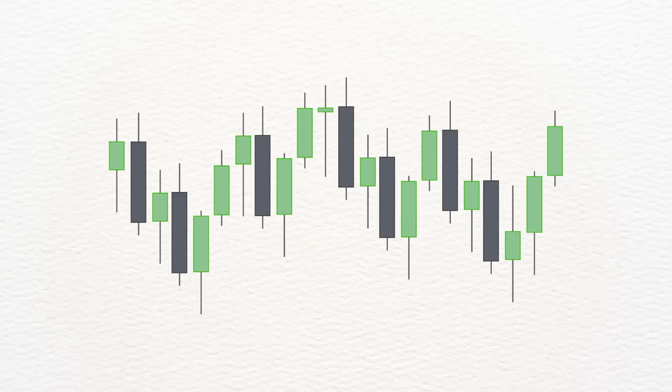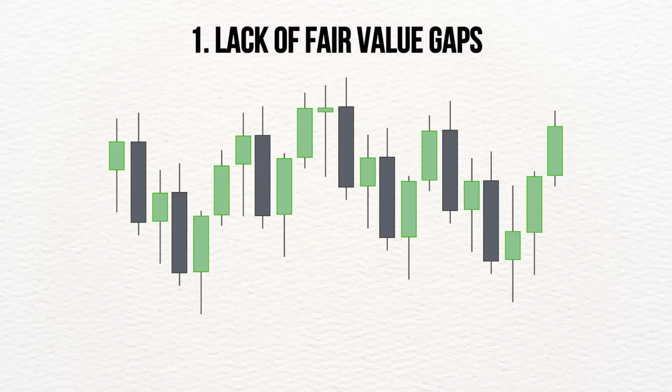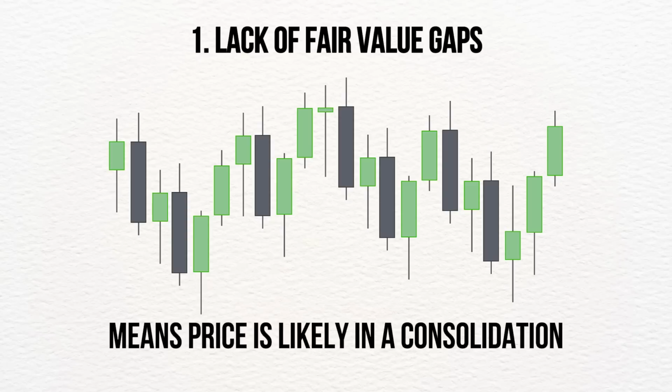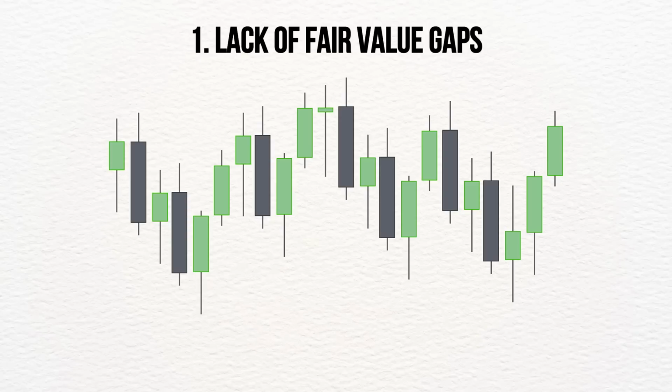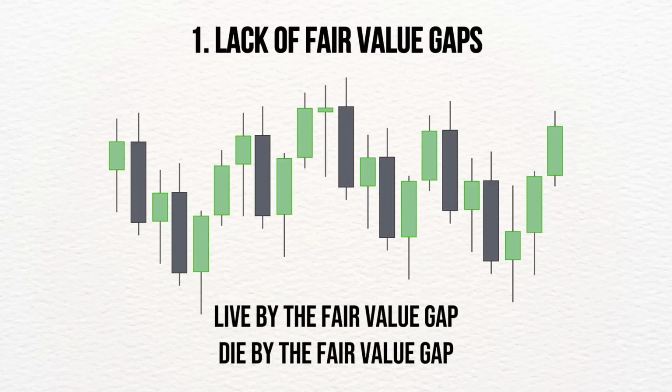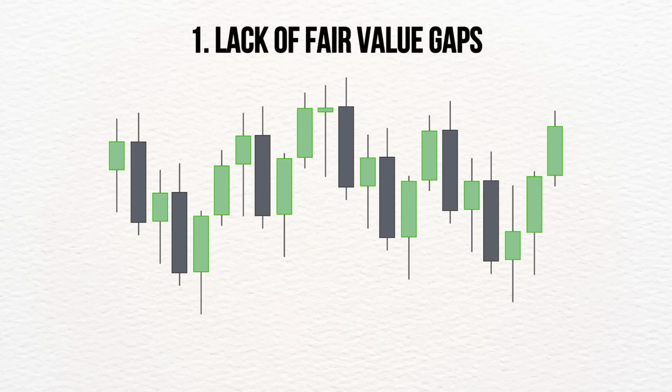So the first way is very simple. A lack of fair value gaps in your chart means price is likely in a consolidation. As someone who primarily trades fair value gaps, if we don't see them, well, there's pretty much nothing we can do, right? Live by the fair value gap, die by the fair value gap. If they're not present, that means the market is telling us to sit out.